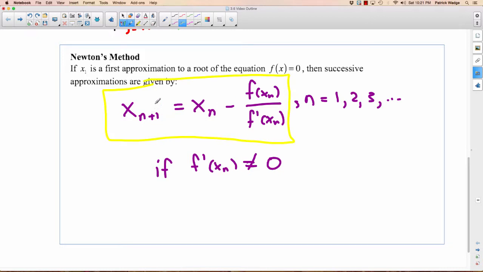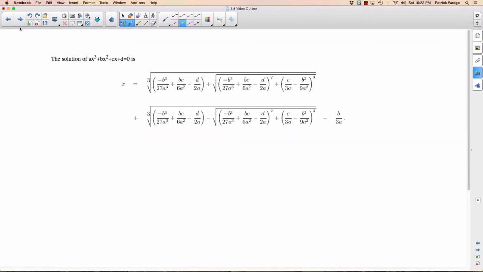This is just saying to get the next approximation, you take the previous approximation and then subtract f of that previous approximation divided by f prime of that previous approximation. Sound confusing, right? Let's do a couple examples.